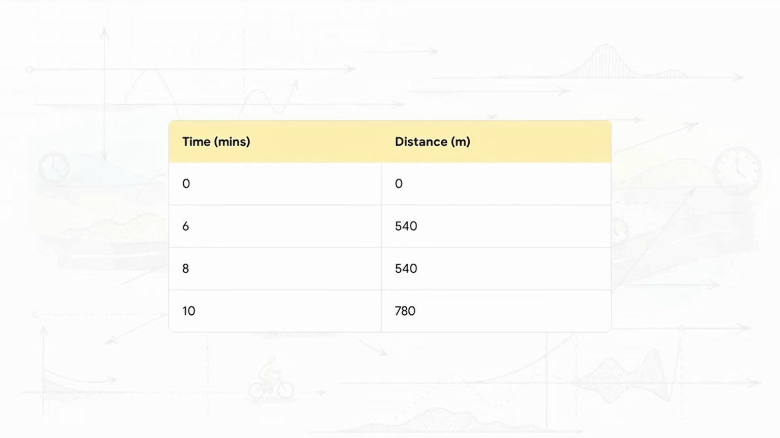At time 0, Tisha is still at home, so her distance from the start is 0 meters. After 6 minutes of that steady walking, she's traveled 540 meters. Then, for the next 2 minutes, she's stuck in exactly the same position, because she's chatting with her friend. So at the 8-minute mark, her distance is still stuck at 540 meters. Finally, she kicks it into high gear, adding 240 meters to her trip, meaning she hits a grand total of 780 meters right at the 10-minute mark.